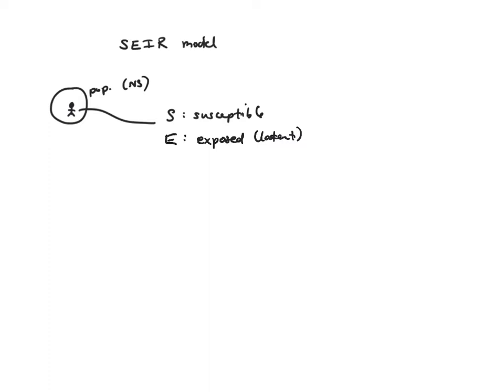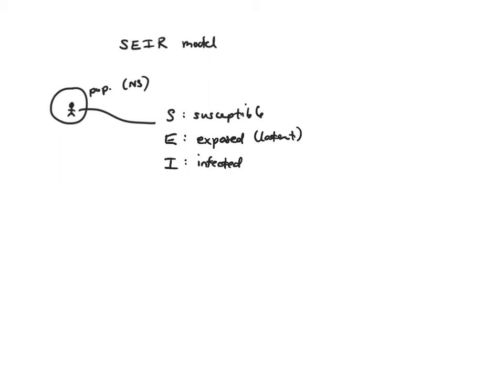So the infection hasn't manifested itself sufficiently enough that they would be infective to others. It's taking a while to incubate in the body. After some period of time in the exposed class, that individual would move into the I class, which is infected. So these people would be fully infected with, in this case, COVID-19, and that infection would last for some period of time.